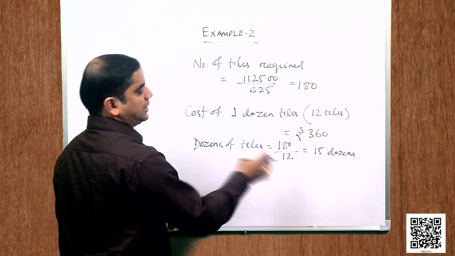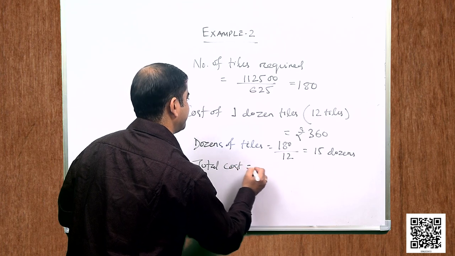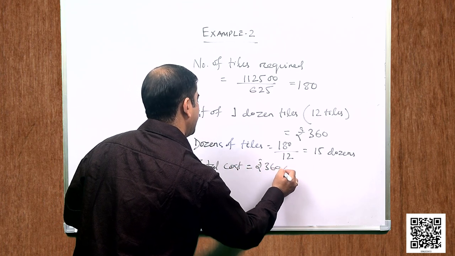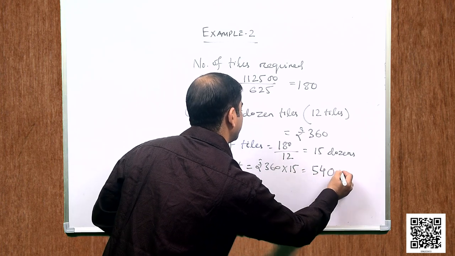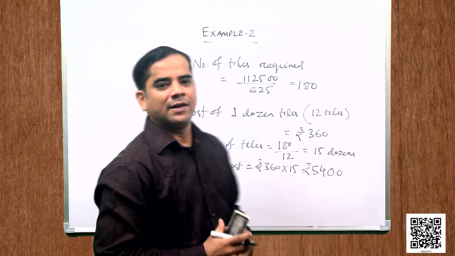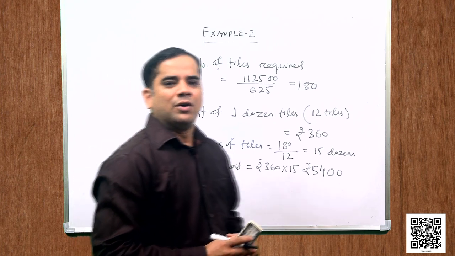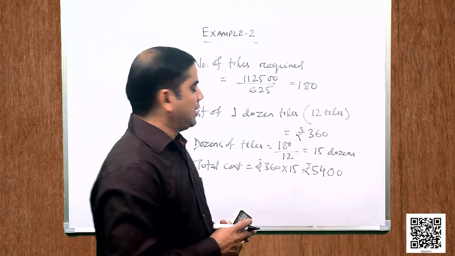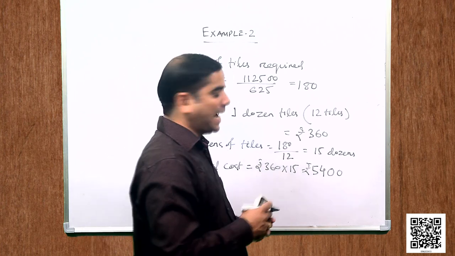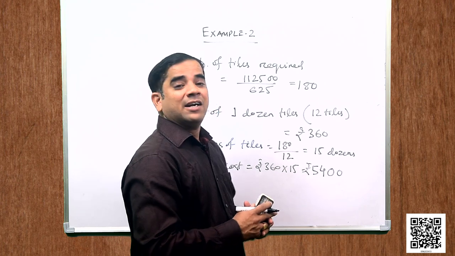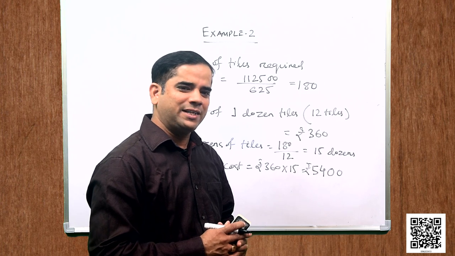So, cost of 1 dozen is equal to rupees 360. So, total cost will be rupees 360 into 15, rupees 5400. Okay? So, Hamid needs to spend rupees 5400 to purchase 15 dozens of tiles so that he can cover 5 surfaces of the tank. Okay? Hope you have understood this.